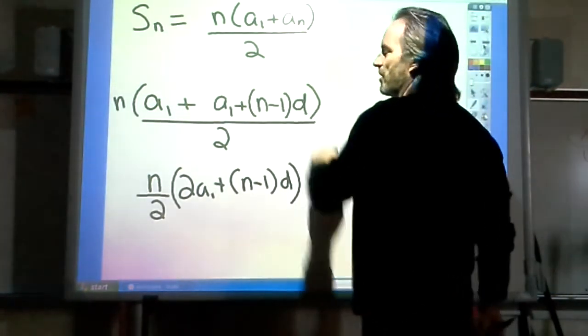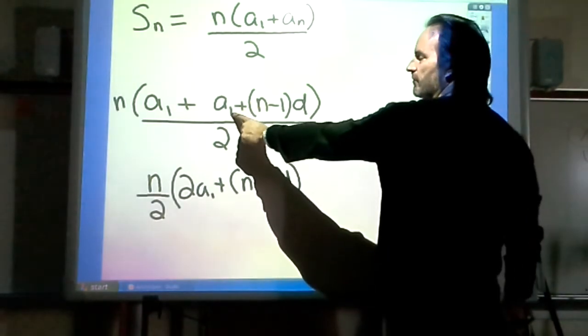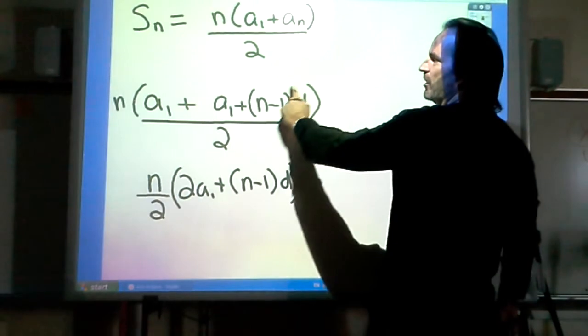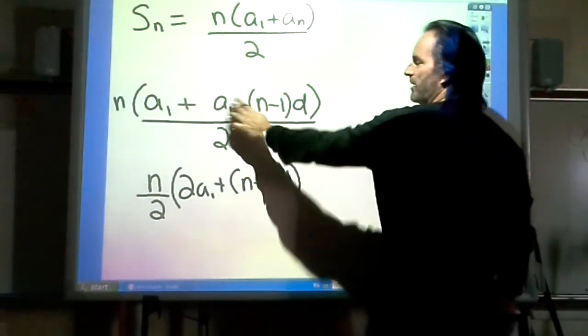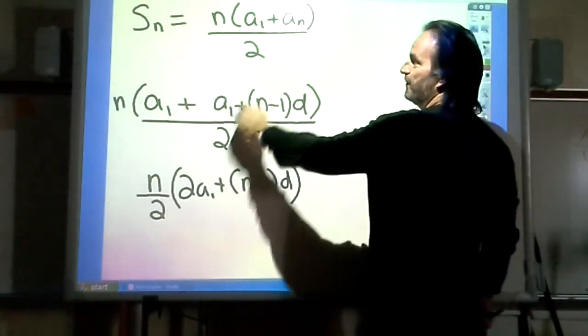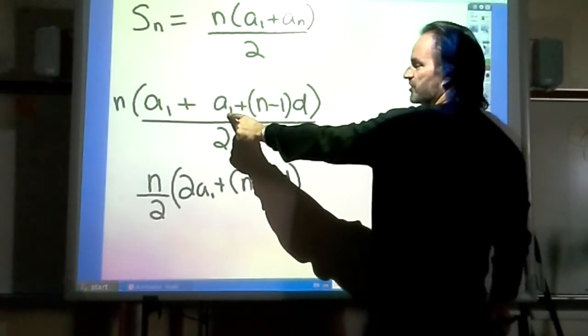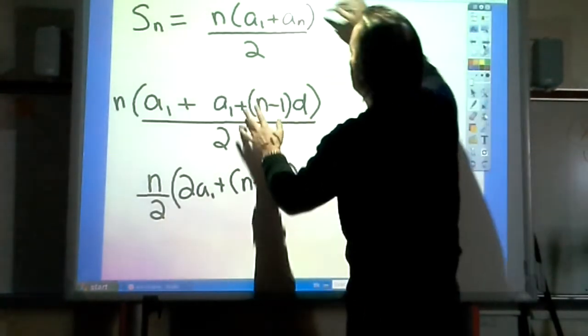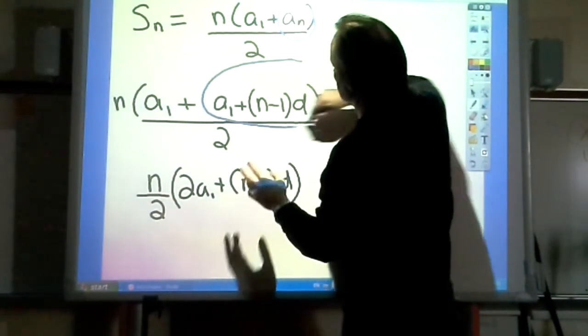Notice, this nth term, remember, a sub 1 is the first term plus, let's say it's the 15th term. We want to sum the first 15 terms. This is how we get that 15th term. The first term plus 15 minus 1 times the common difference. That is how we get that right there.